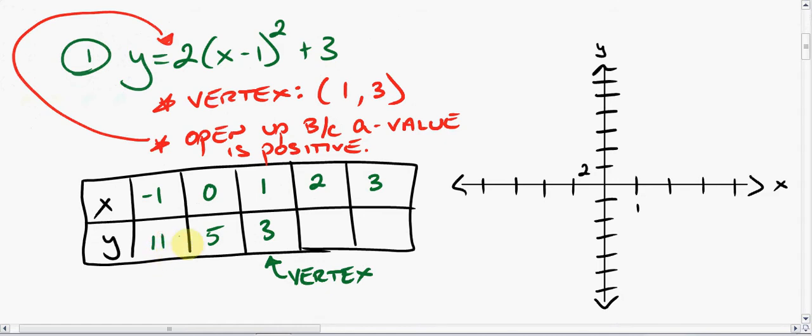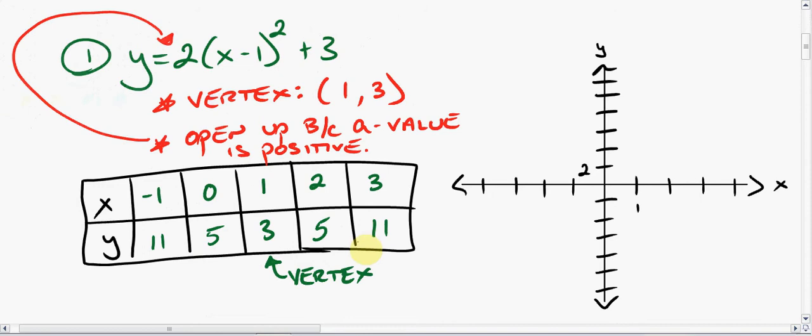If you remember from 4.1, these numbers should match. If these 2 numbers are equidistant from the vertex, which they are, their y values will match. And if these other 2 numbers are equidistant from the vertex, both 2 units away, these 2 y values should match. And they do. We can throw 3 in here just as a quick test. 3 minus 1 is 2. 2 squared is 4. 4 times 2 is 8. And 8 plus 3 is 11. So it matches up.